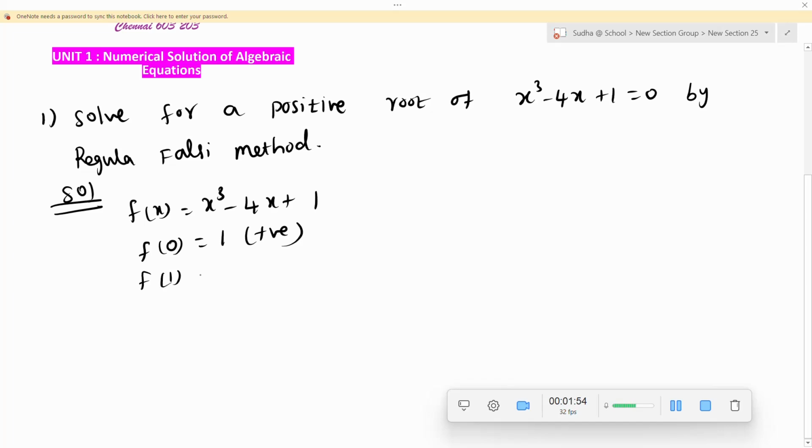Next, instead of x, we can substitute 1. Then we'll get 1 minus 4 plus 1, which is minus 2. This is negative. So therefore, a root lies between 0 and 1.